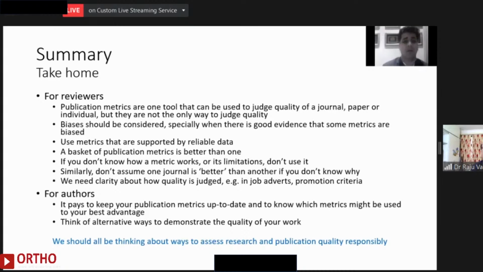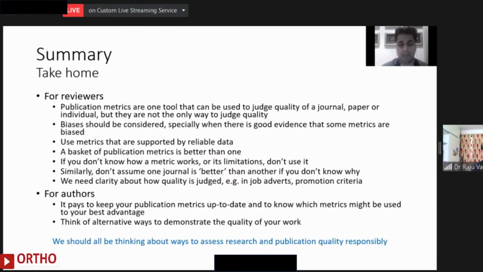So we need to use metrics that are supported by reliable data, and it's better to use a basket of publication metrics than one by itself. And if you know how the metric works, that's the best way. Otherwise, if you don't know how it works, then please don't use it. Similarly, it's not very nice to say that one journal is better than the other only because of the metrics, and you have no idea why. So we need clarity about how you judge quality.